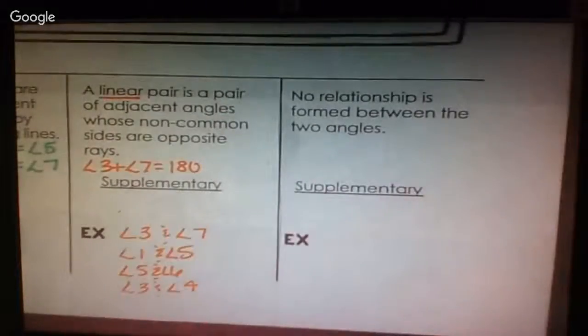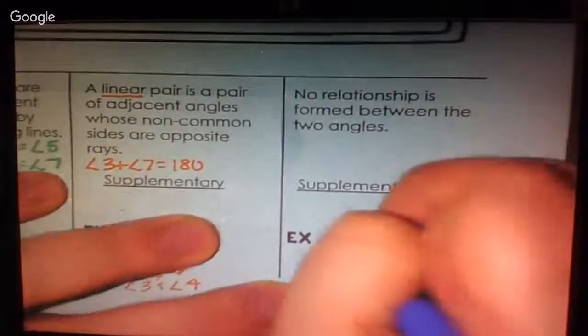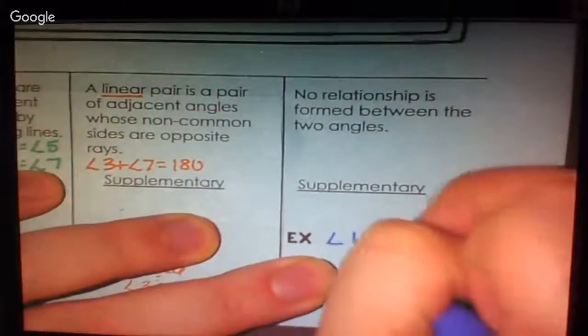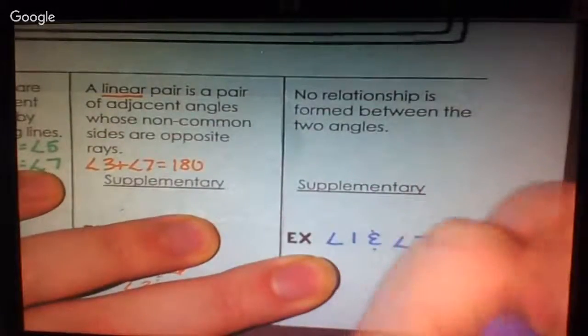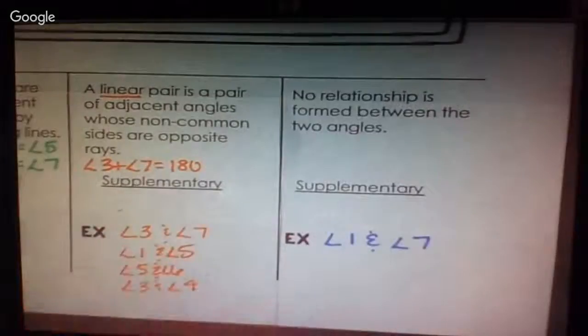You normally don't have to do anything with this last set, but you should be able to recognize if they have no relationship whatsoever. Okay, so you're not necessarily going to have to solve any that don't have a relationship, but you might have to look at it and say, we can't do anything with that. They don't have a relationship. I don't know what that is. So, for instance, angle 1 and angle 7 have no relationship.